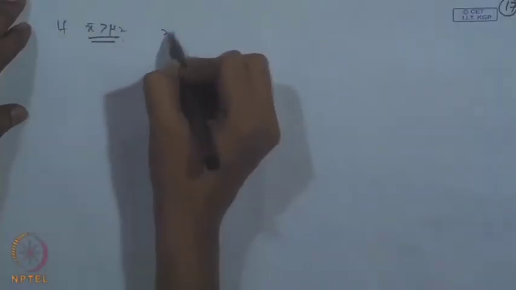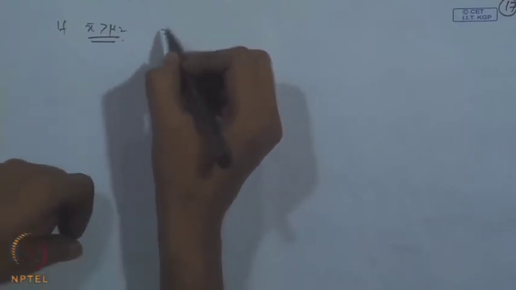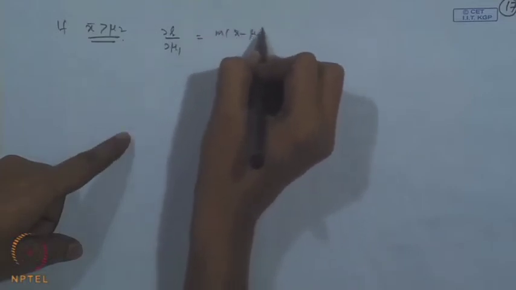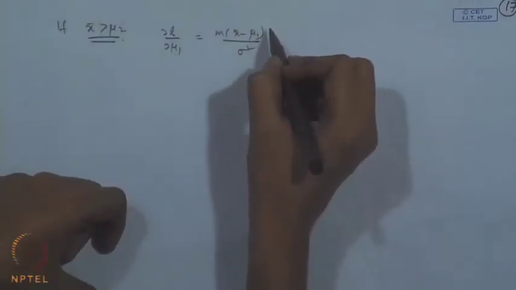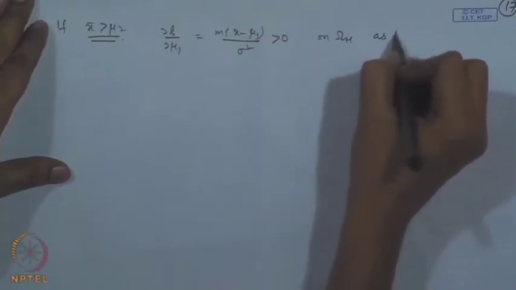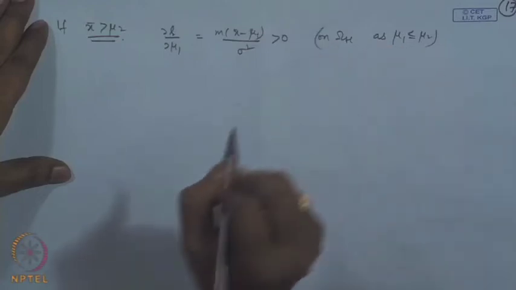However, another case occurs if x bar is greater than mu 2. In this case, d L by del mu 1 is equal to m times x bar minus mu 1 by sigma square. I think I wrote a little bit wrongly in the first place. This was m times, not n times. So, this one will become greater than 0 on omega h, because we are having mu 1 less than or equal to mu 2.